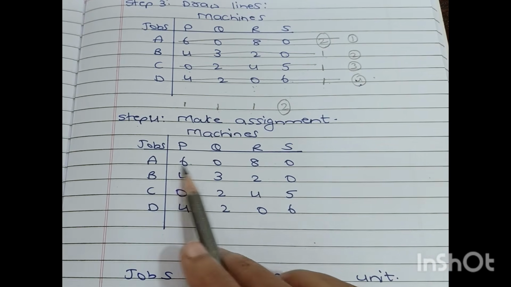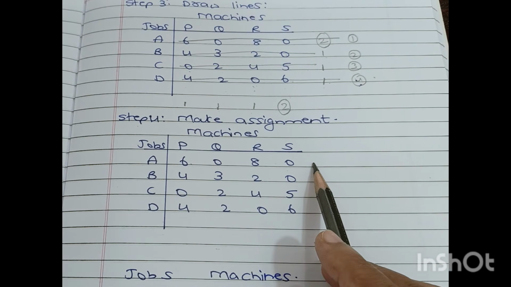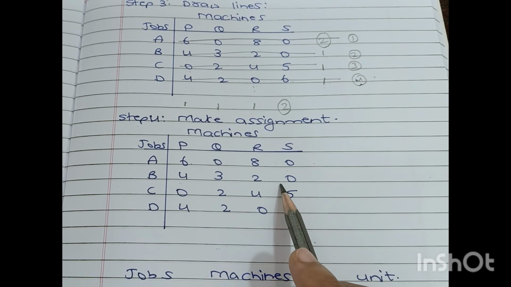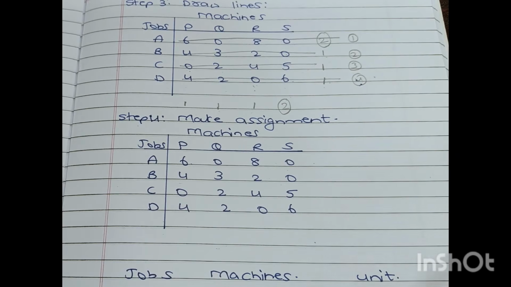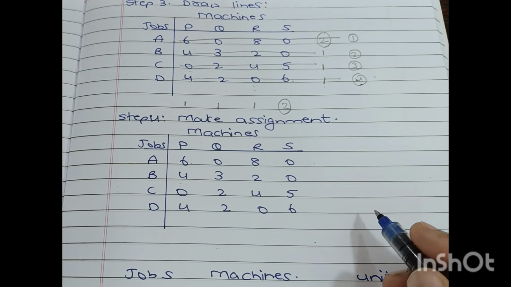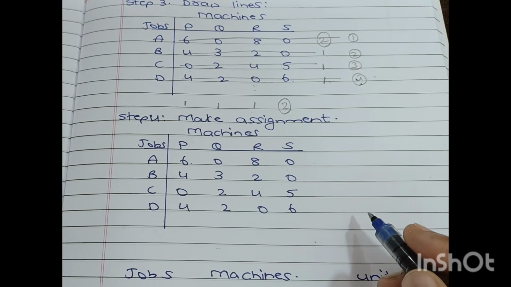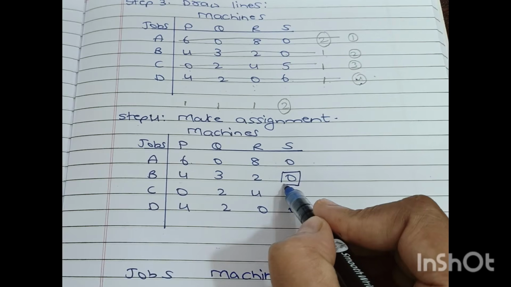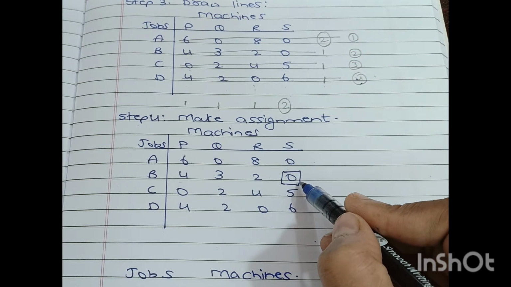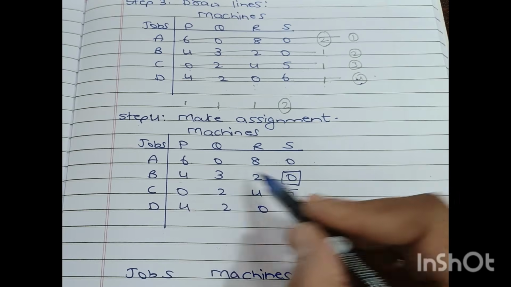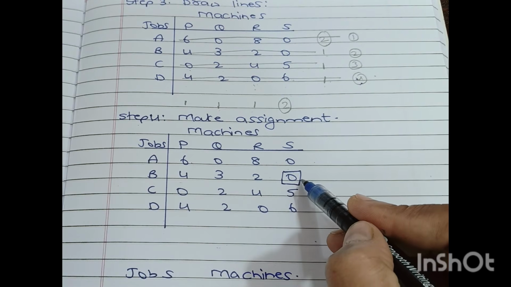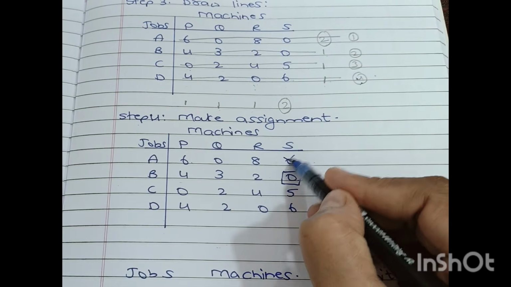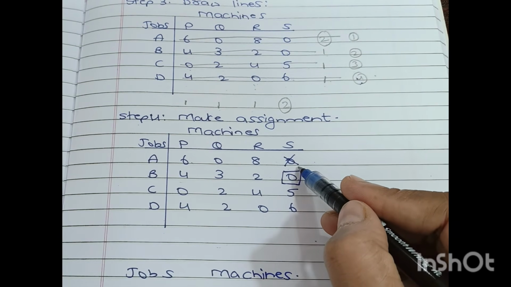First of all, we will check. So, in row A, how many zeros are there? 2 zeros. Leave that row because it is not fulfilling our criteria. In row B, how many zeros are there? There is only 1 0. As we all know, we can make the assignment when a row or a column contains only 1 0. So in this row B, there is only 1 0. So this is my first assignment. I am doing a square mark to this particular 0. As I am doing it row wise square mark, this 0 is in column number S. So from that particular column, we have to cancel all the zeros.